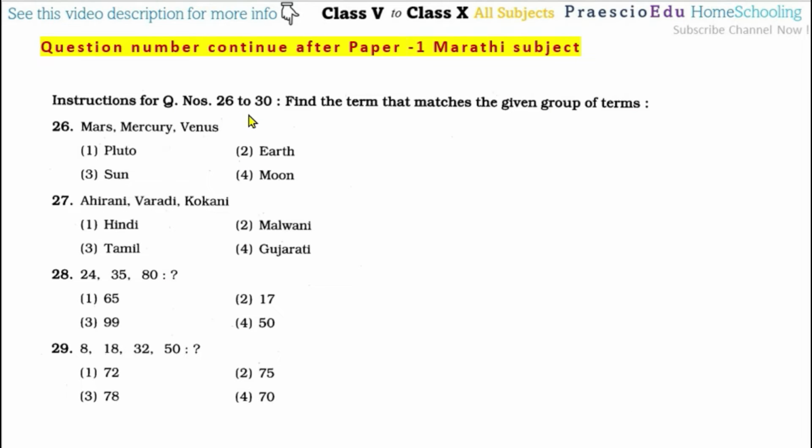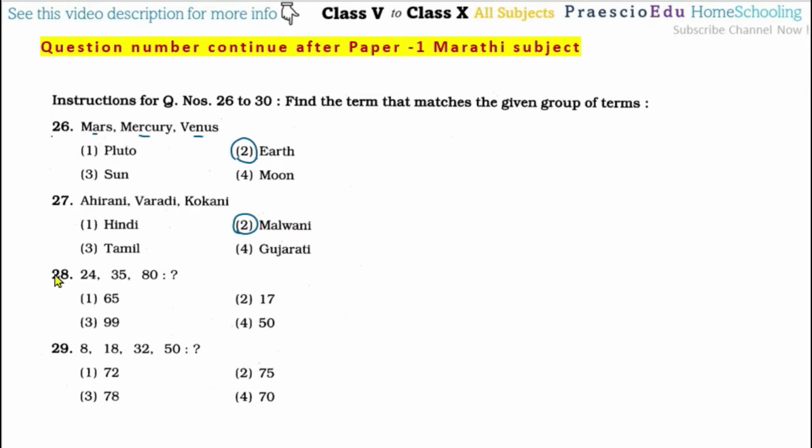Questions 26 to 30: find the term that matches the given group of terms. Question number 26: Mars, Mercury and Venus. These are the planets in the solar system. Option number 2, Earth, is also a planet of the solar system. That's why option number 2 is the correct one. Then question number 27: Ahirani, Varadi and Kokni. These are the dialects of the state of Maharashtra. And option number 2, Malwani, is also a dialect, meaning a sub-language. So option number 2 is the correct one.